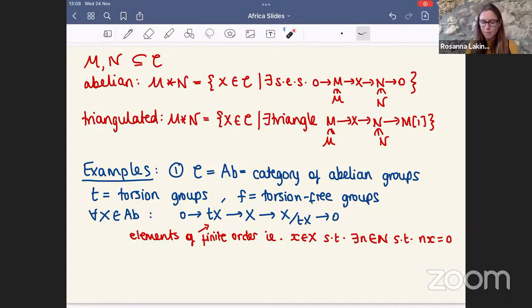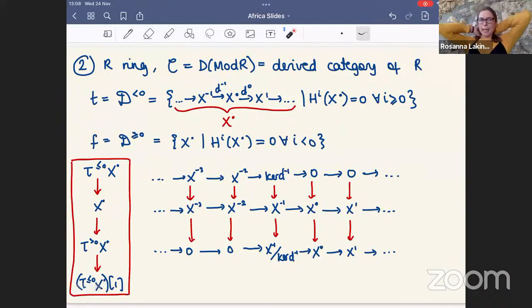So now let's look at an example in the triangulated setting. This is the so-called standard t-structure in the derived category of a ring. We're going to take as our category C the derived category of the module category. This is a triangulated category whose objects are complexes of modules. So we take a complex of modules, meaning a sequence of modules with maps between them such that the square is zero. I'm going to denote any such complex by X bullet.